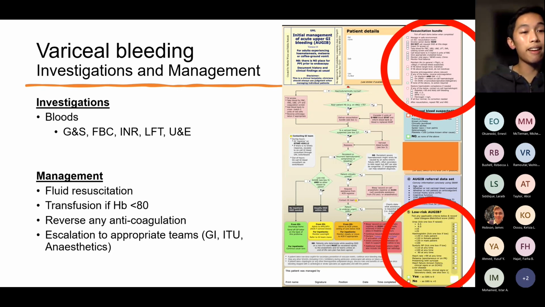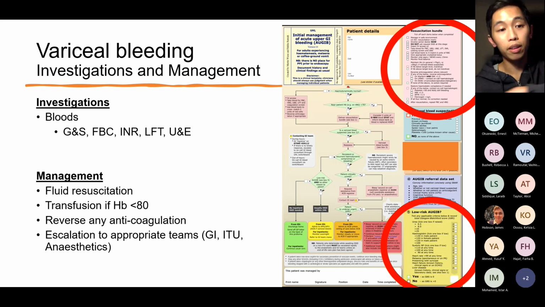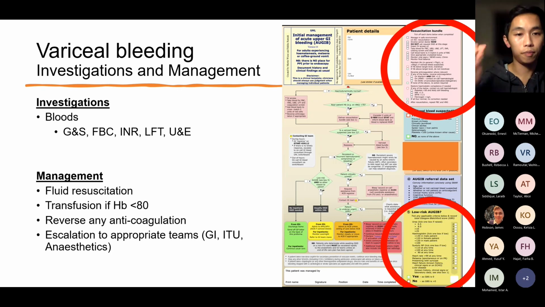And because these patients can get very sick very quickly, it's important to escalate them to the appropriate teams like the GI team, ITU, or anesthetics. And all this can be found on the proforma. So this is the UHL proforma for upper GI bleeds. It's very useful because at the bottom here, you have the Glasgow Blatchford scale, which determines the risk of the bleed, so whether it's a high risk or low risk bleed. But also at the top here, it says the investigations and the management of the bleed itself.